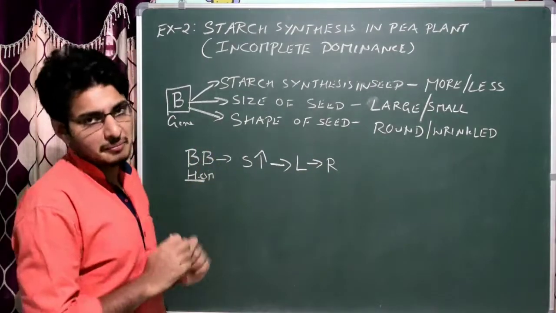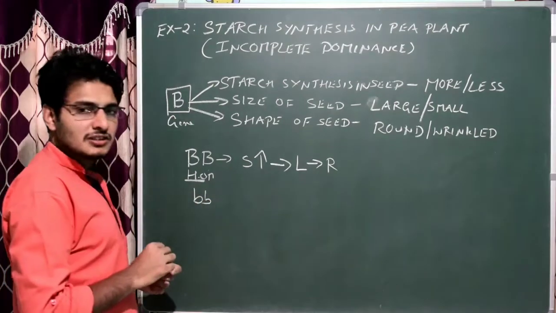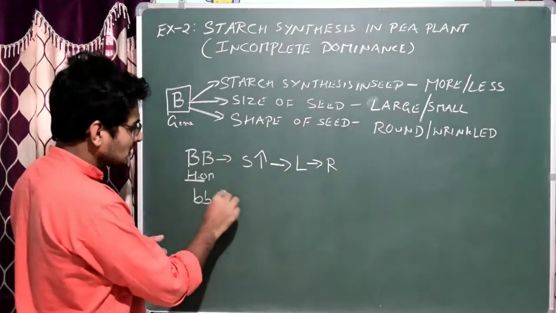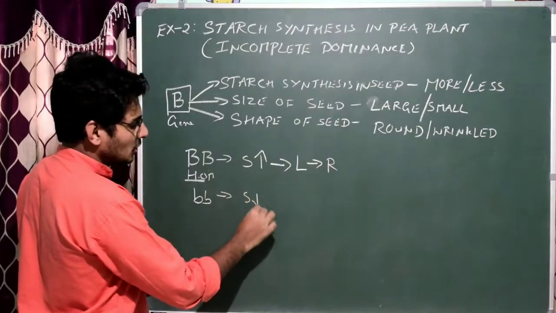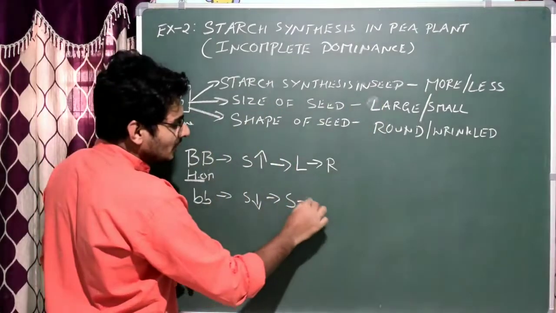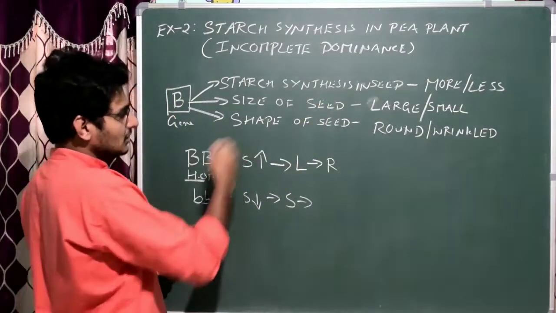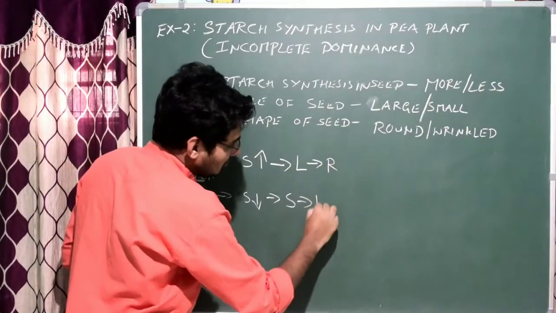If it occurs in the homozygous recessive form, starch synthesis will be low, and as a result the size will be smaller, and because of the smaller size or the lesser starch production within the seed, obviously the seed will be wrinkled.